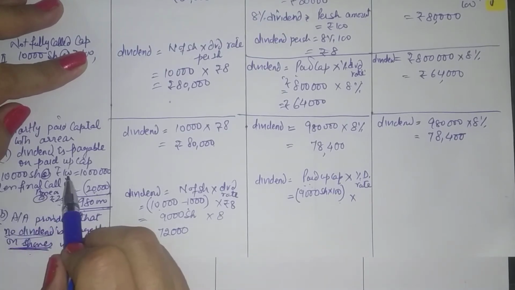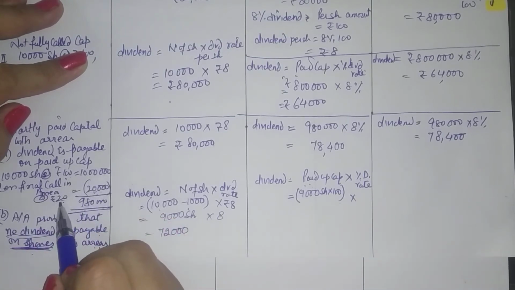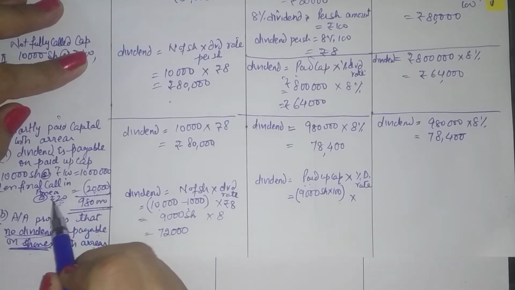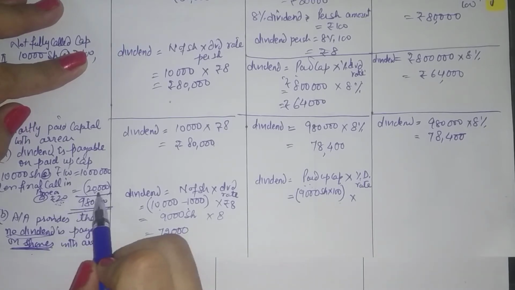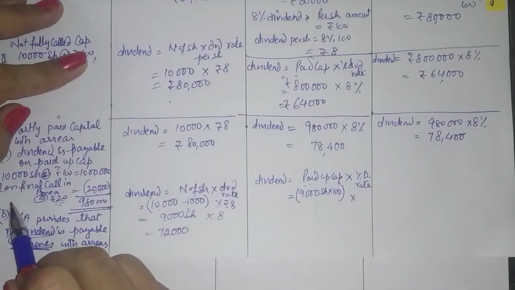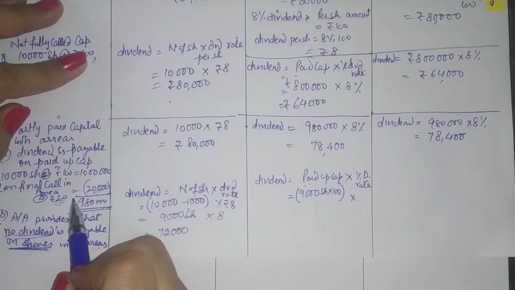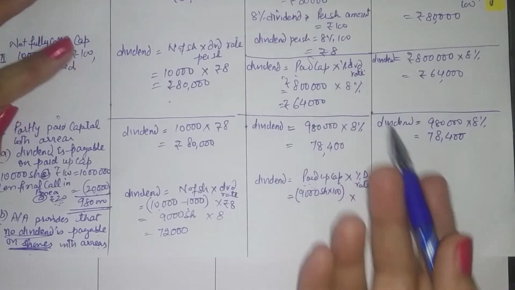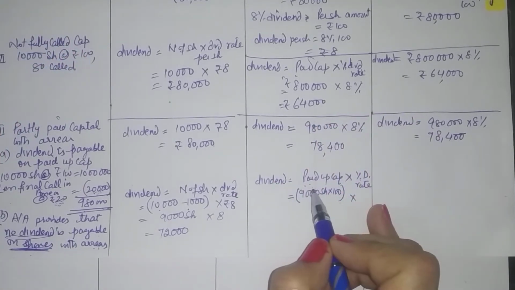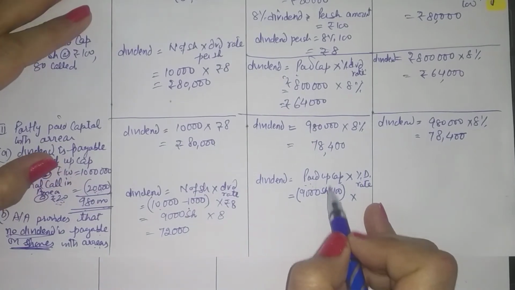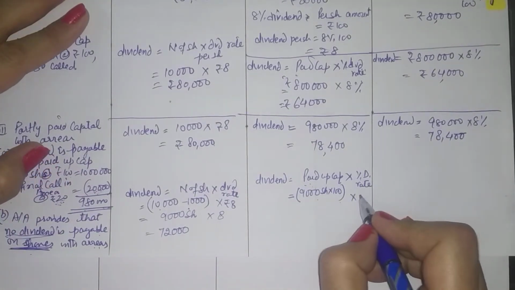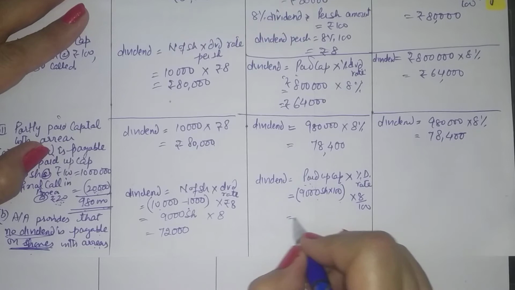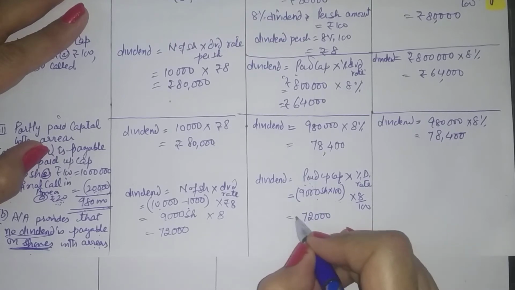So out of 10,000 shares of 100 each, your 20 rupees of final call is in arrear on how many shares? 1,000 shares. That will make it 20,000. So even if 1,000 is not given, we have calculated this. Out of 10,000 shares, 1,000 shares are having arrears. So you will pay dividend on the remaining 9,000 shares. So paid up capital is now 9 lakh. Rate is 8%. So 72,000.